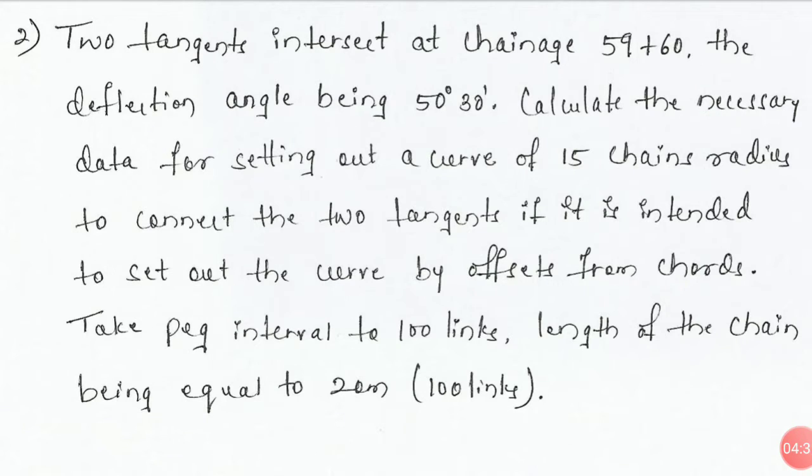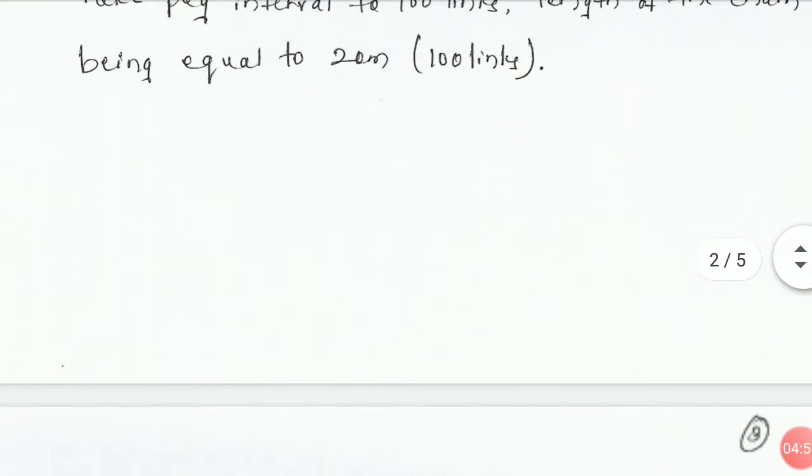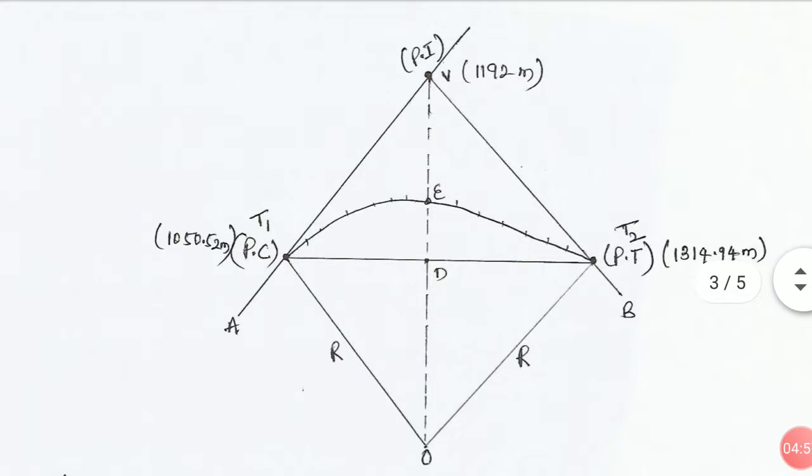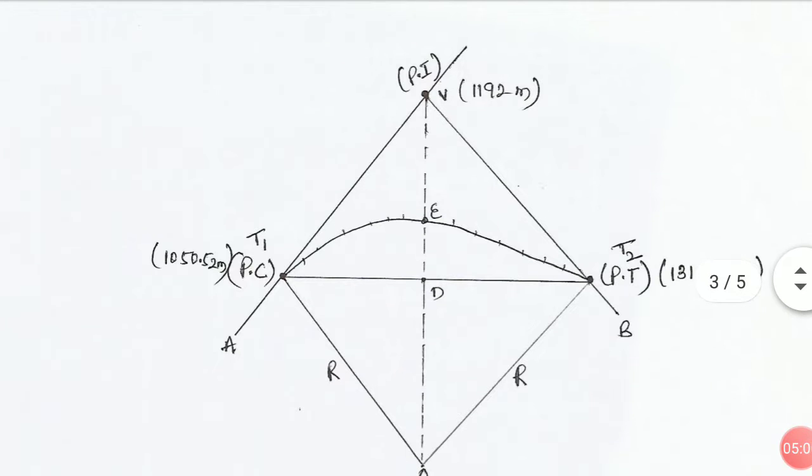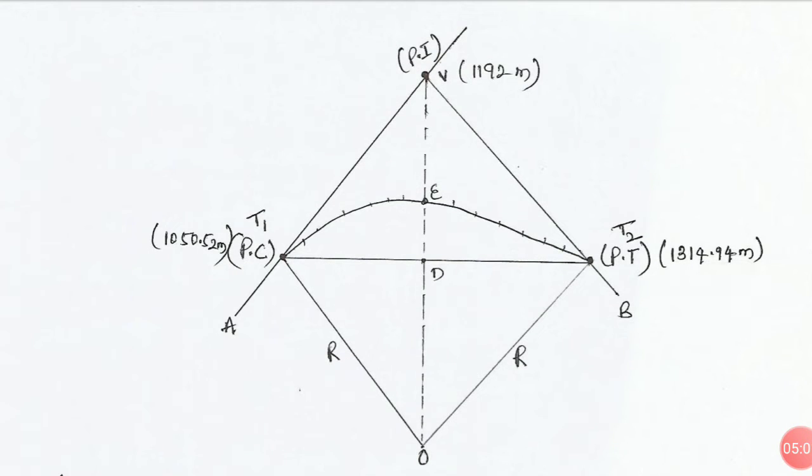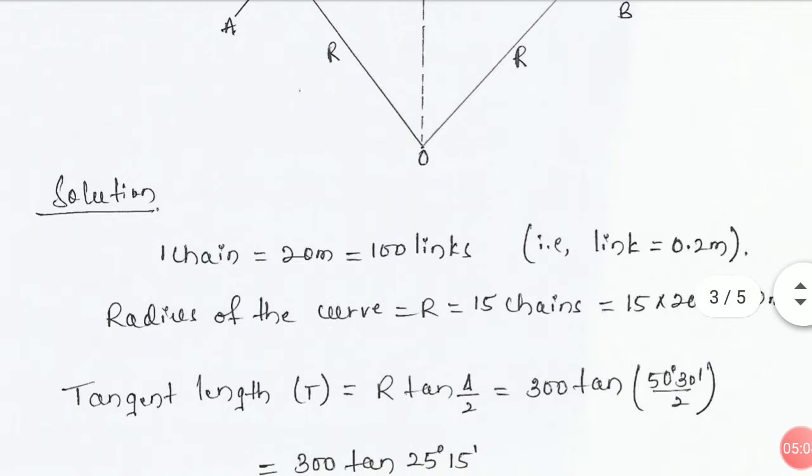To connect the two tangents, if it is intended to set out the curve by offsets from chords, this is the second method. Offsets from chords we call it, or deflection distance method. Take peg intervals of 100 links. The length of the chain being equal to 20 meters, so one chain is 20 meters and 20 meters is equal to 100 links. Now check the figure here. He has given you the chainage of the point of intersection and the deflection angle at that point, 50 degrees 30 minutes. So we will solve it.